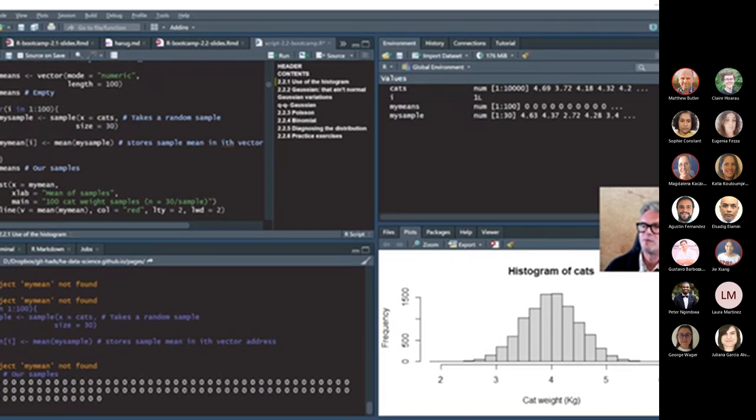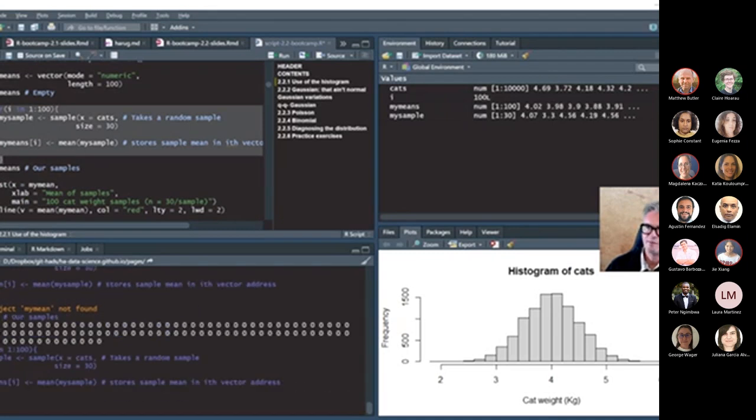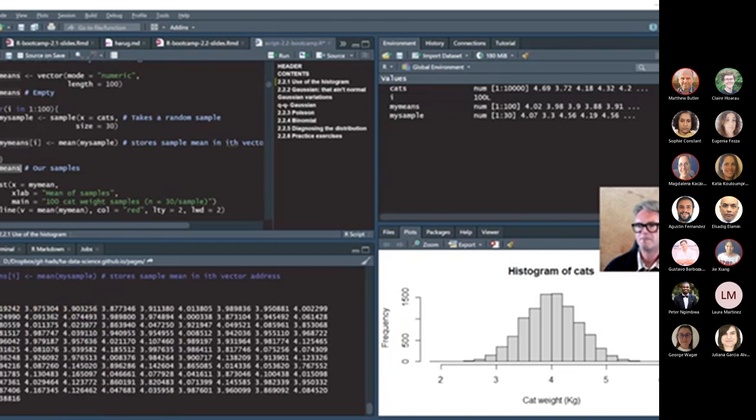Sample going into my sample, mean my sample. I've made my means up here, so I need to put the same name up there. So I've instigated a vector up here called my means. I've called it empty there, but I had misspelled it there. So if I run this again, there we go. And then we can take our sample of samples. Okay, that's nice because I've found a bug here.